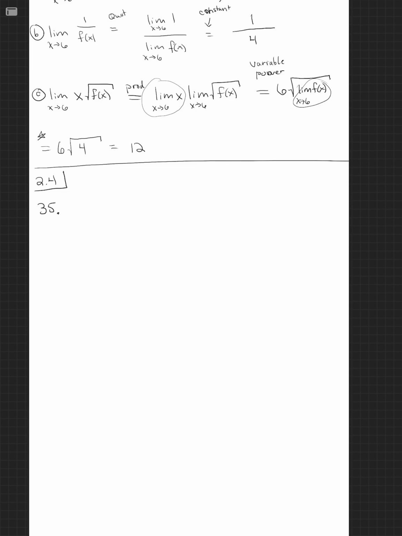So we're supposed to determine the domain and show it's continuous there using laws of continuity. Right. So for 35, the function was 2 sine x plus 3 cosine x.